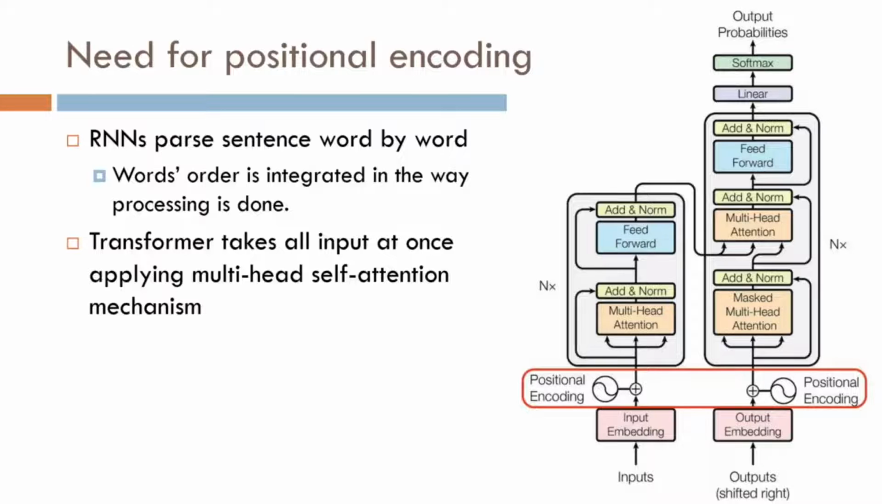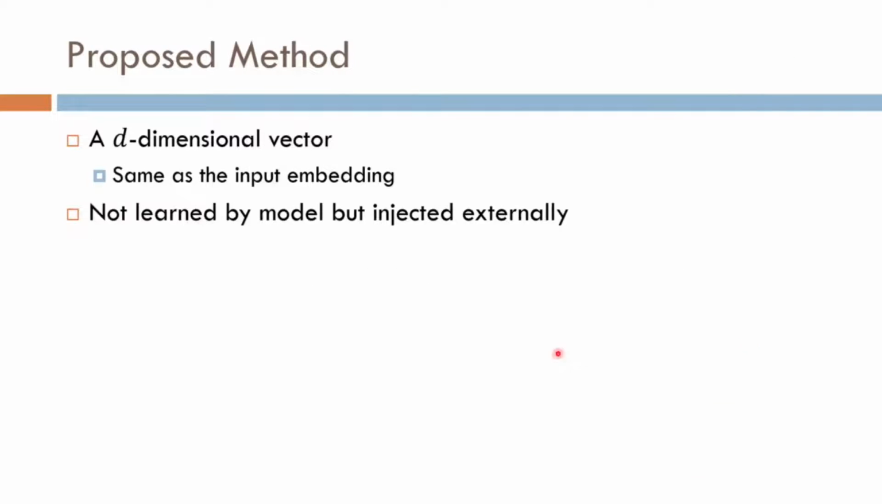So that's why even in the decoder part we need to specify the positional encoding. So what is the proposed method? The method given in the Transformer paper proposes a d-dimensional vector, which is the same dimension as the input embedding, and this is not learned by the model. So this d-dimensional vector is actually the positional encoding.